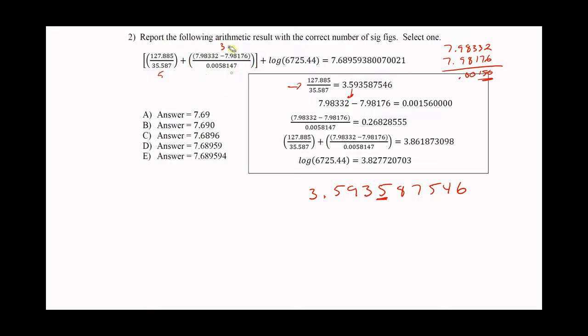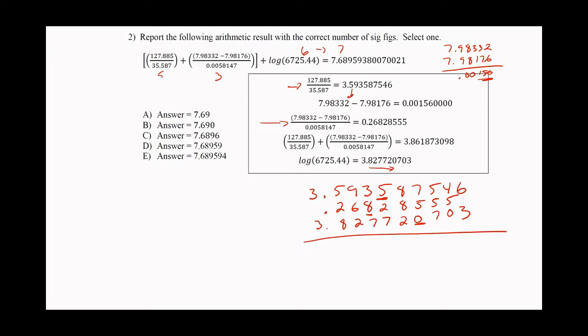So this can only have 3 sig figs, and here is that math right there. So this can only have 3 sig figs, so 0.268, there's my last sig fig for that, 28555. Okay, I have the logarithm, and this logarithm is going to have 6 sig figs and 7 numbers when we put one out in front. So we have 6 sig figs plus the decimal place, so 3.827720. Right, that's my significant figure, 703.